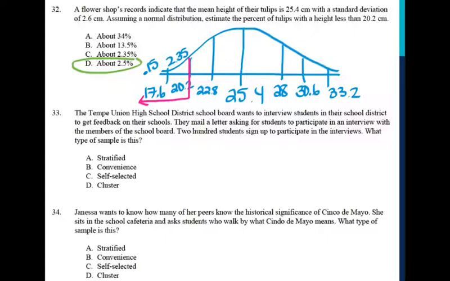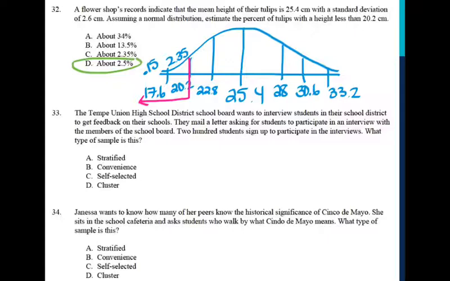All right, the Tempe Union High School District School Board wants to interview students in their school district to get feedback on their schools. They mail a letter asking for students to participate in an interview with the members of the school board. 200 students sign up to participate in the interviews. What type of sample is this?